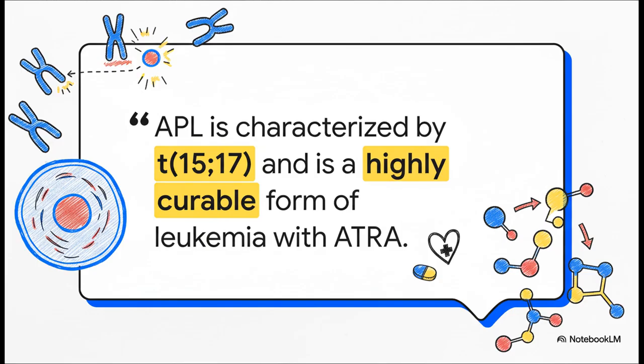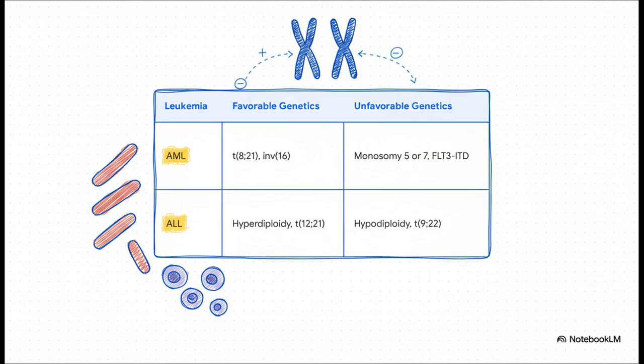The translocation t(15;17) is the unique genetic signature for APL. This swap creates a fusion gene that we can target with a specific drug, all-trans-retinoic acid, or ATRA. And because of that, APL is actually a highly curable leukemia. You have to know this triad: t(15;17), APL, and ATRA.